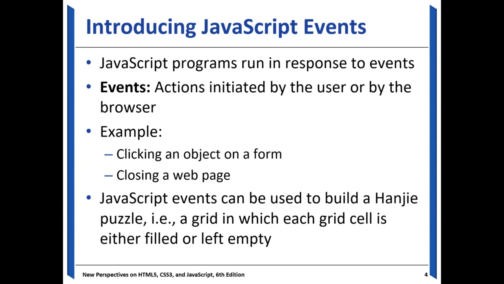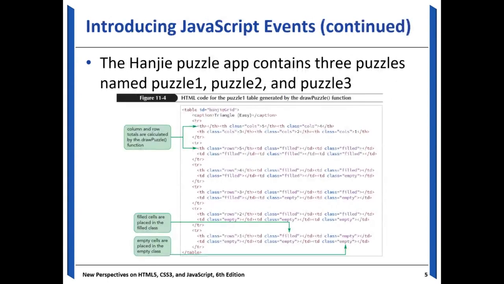All right, JavaScript programs run in response to events. An event can be defined as an action that's being initiated by the user or by the browser. Some examples would be clicking an object on a form, closing a web page. Throughout the chapter in the text, there is a puzzle that we'll be looking at in this presentation. So we've got some code here where they've got everything broken down in table headers. You can see that the columns and rows are defined in the HTML code.